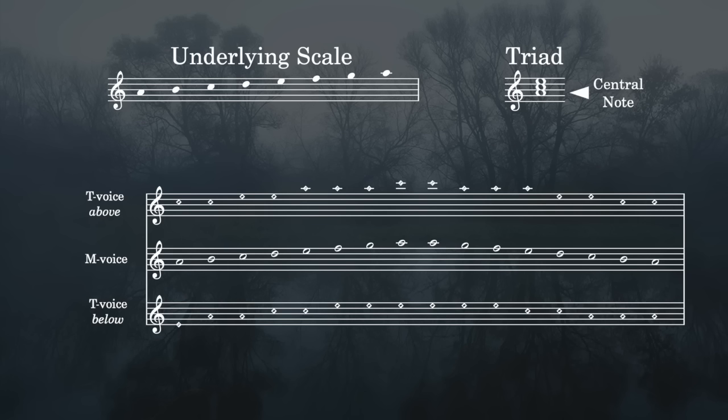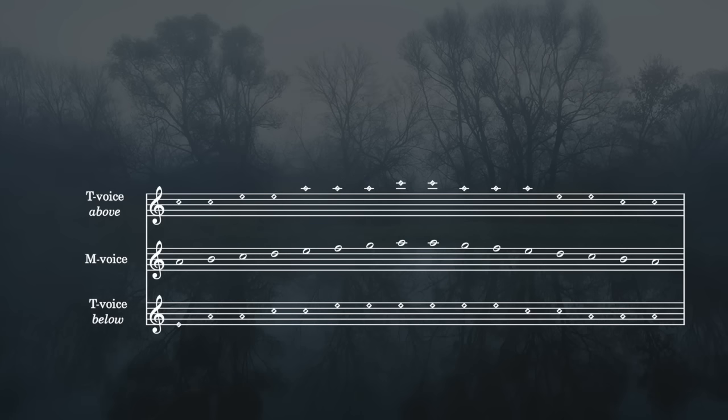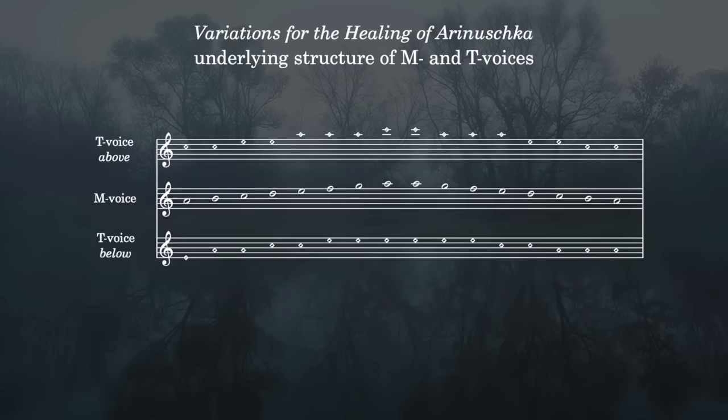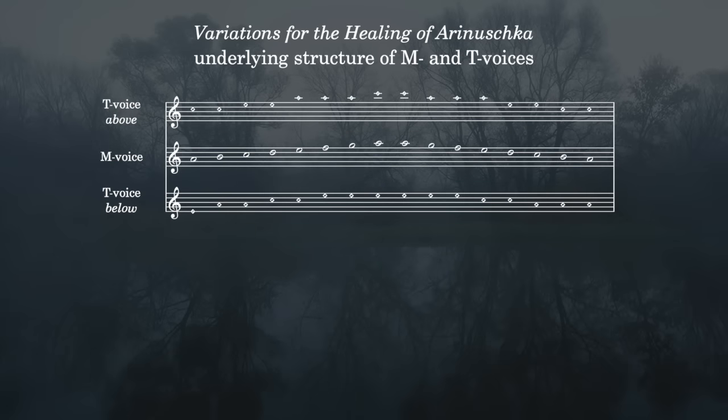To make this into a piece of music, we need to pick what instruments or voice types will express the structure and come up with a patterned way of expressing the structure. Pärt's Variations for the Healing of Arinushka uses this exact structure for its variations, but each variation is a different way of elaborating the same structure at the piano.